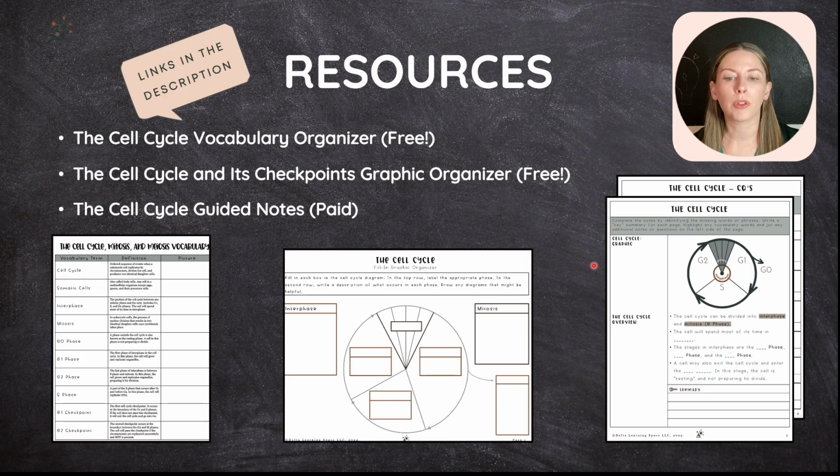Next video, we are going to explore in more detail some of the checkpoint mechanisms that cells use to ensure that cells reduce errors in this process.